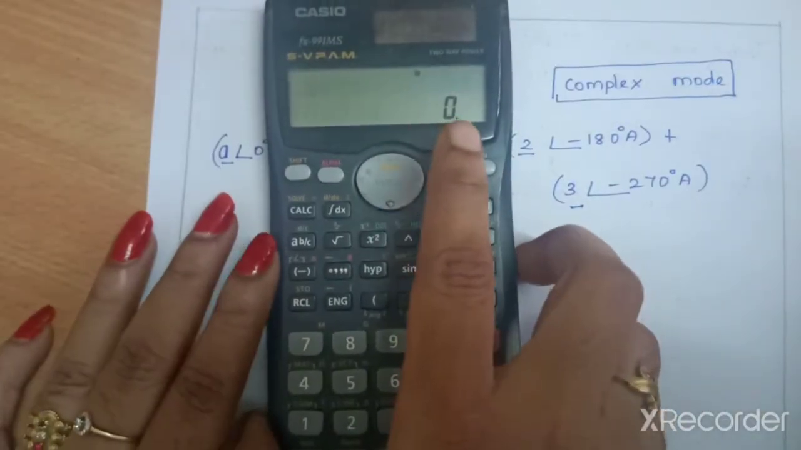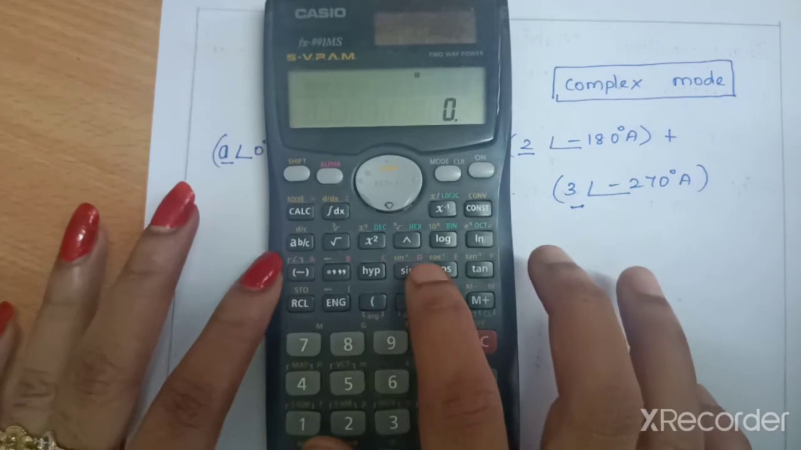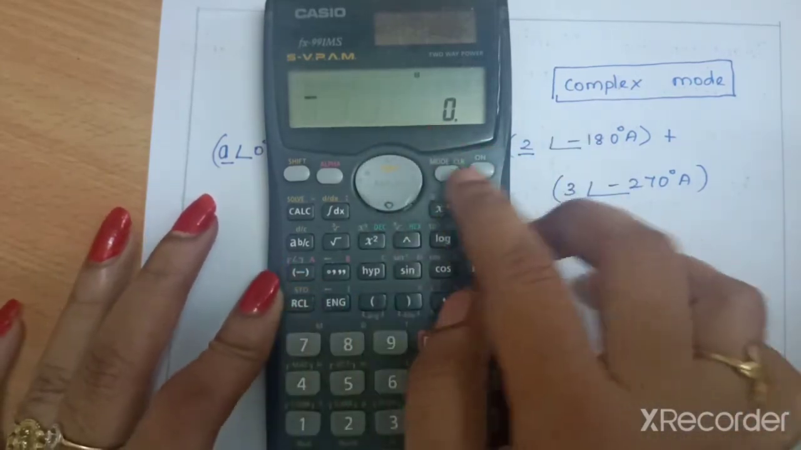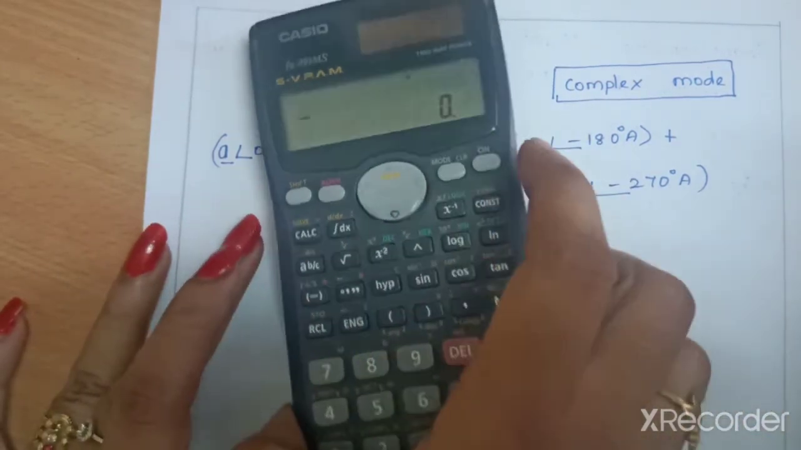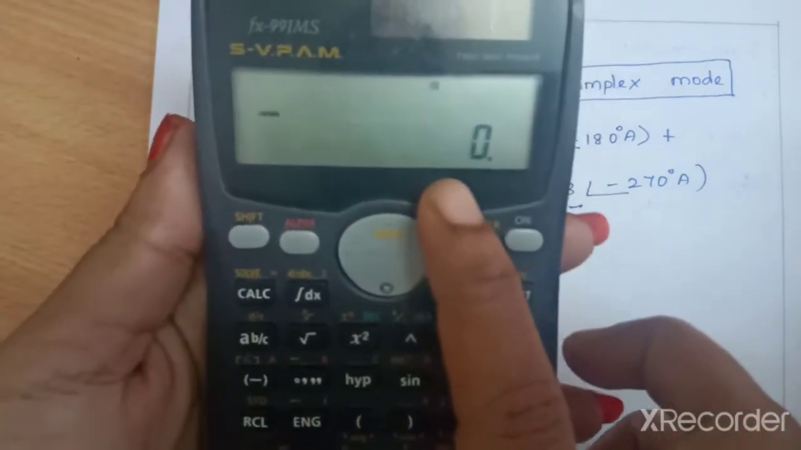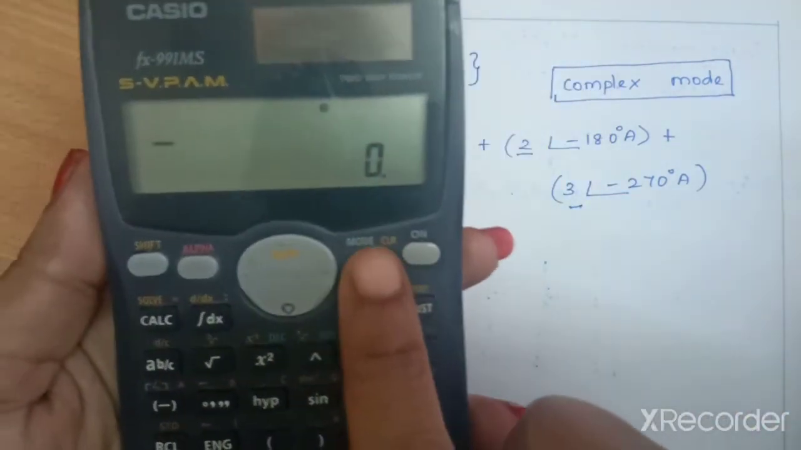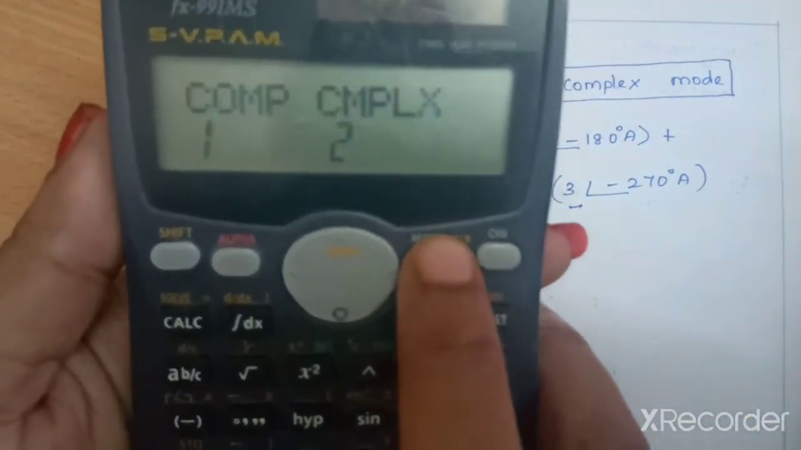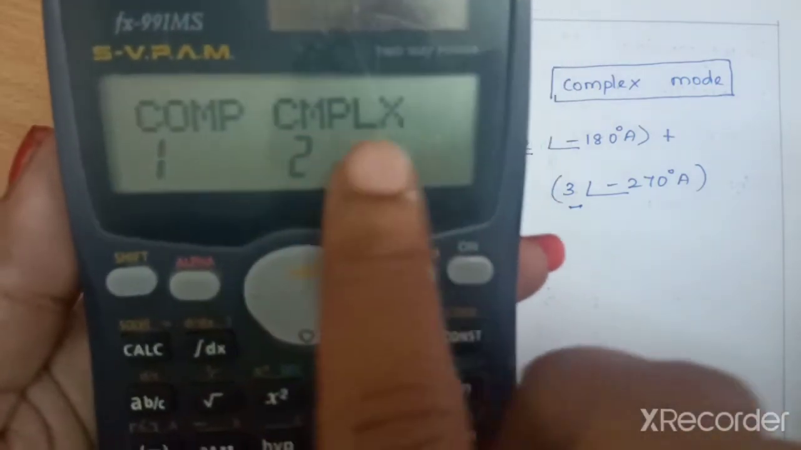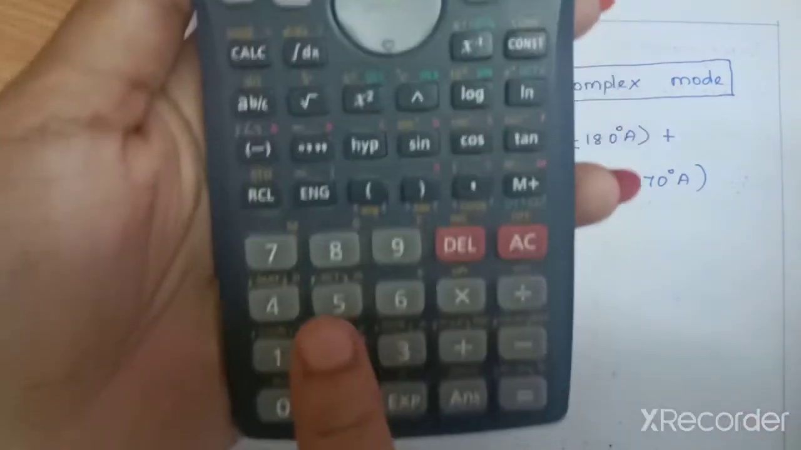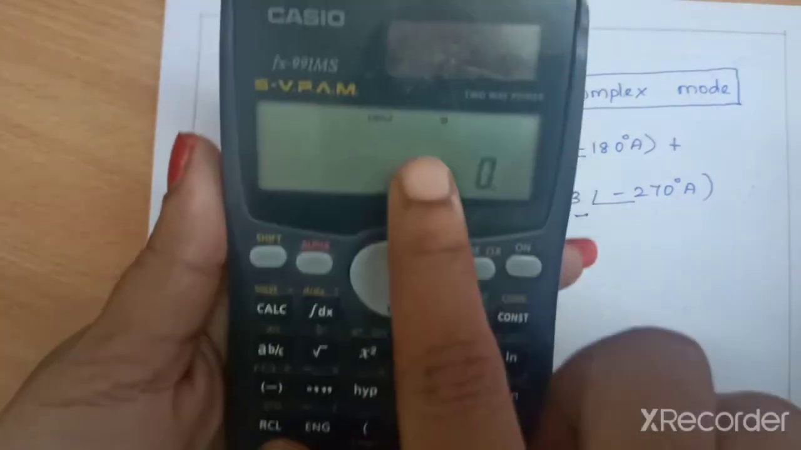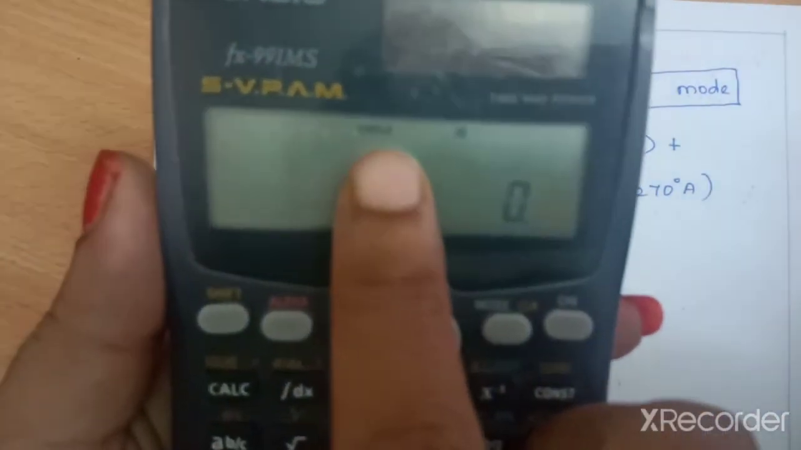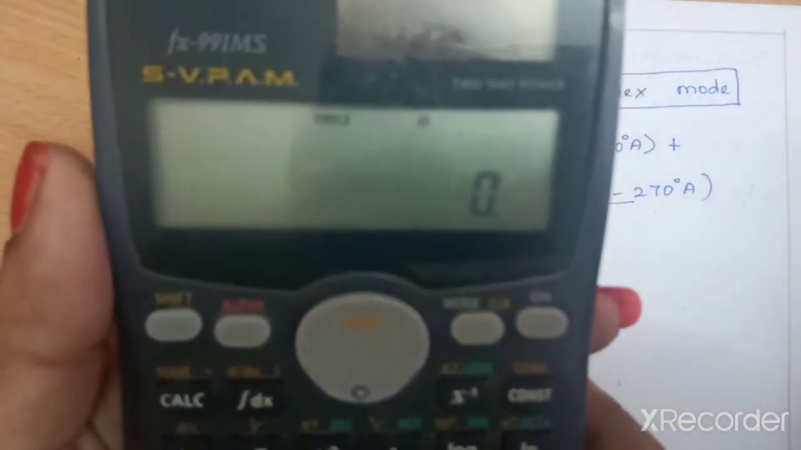Next you have to do this problem only in the complex mode. So first you have to set the calculator in the complex mode. For setting complex mode you have to click Mode. Here we have the complex option, so press 2, then press 2 again, and the complex symbol will be displayed here.